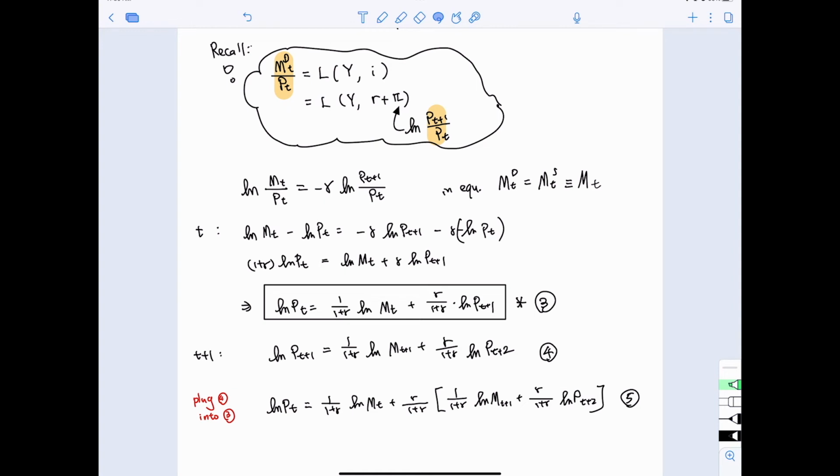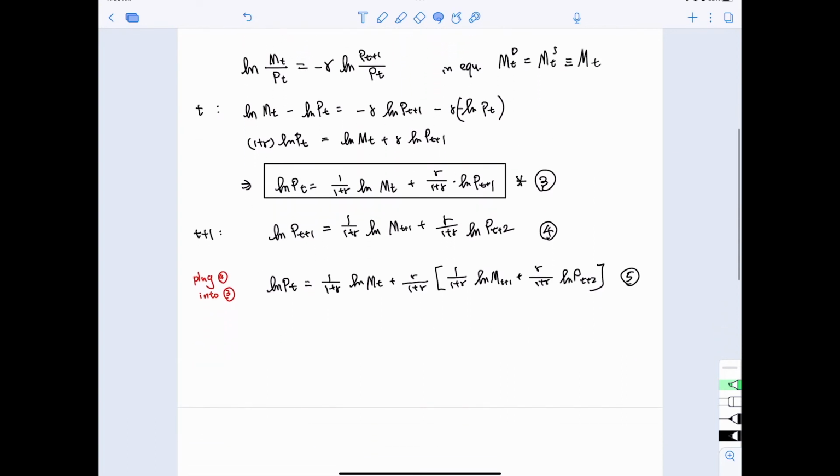So of course we can repeat what we did before. What we are going to get is log p_{t+2}. In the earlier step, we had log p_{t+1}. We can plug in the time t+2 for t in equation 3. So we are going to have log p_{t+2} equal 1 over 1 plus gamma log m_{t+2} plus gamma over 1 plus gamma log p_{t+3}.